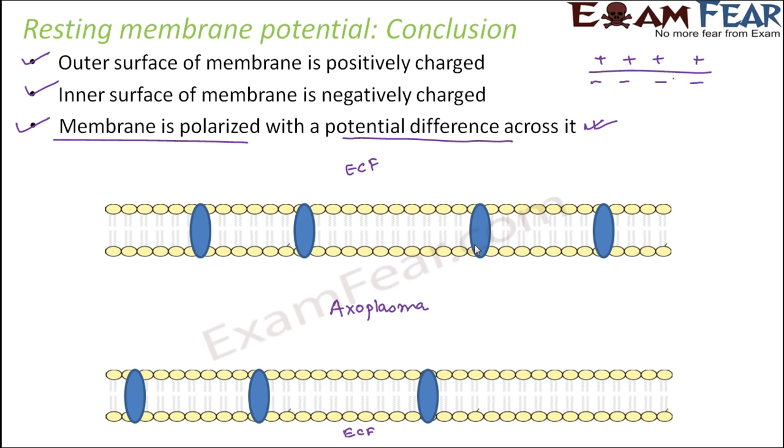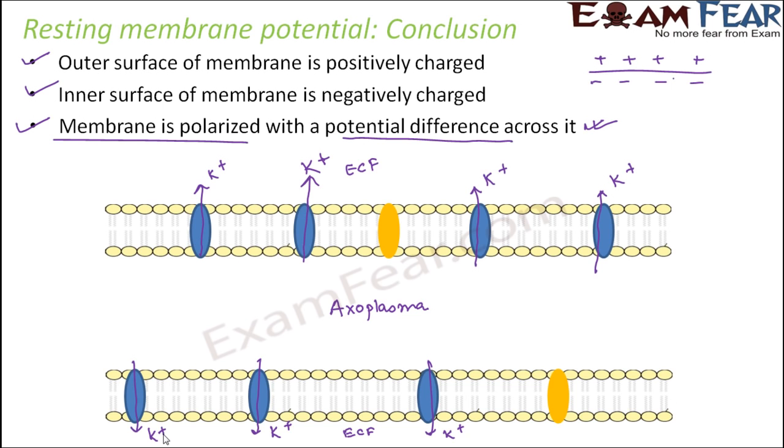Now initially, where is potassium more? Potassium is more inside in the axolemma. So these will allow potassium to move out. So these will be sending potassium out. Right? Because it will allow movement along the concentration gradient. Right? This will also send potassium out. Okay, so this is the first type of channel.